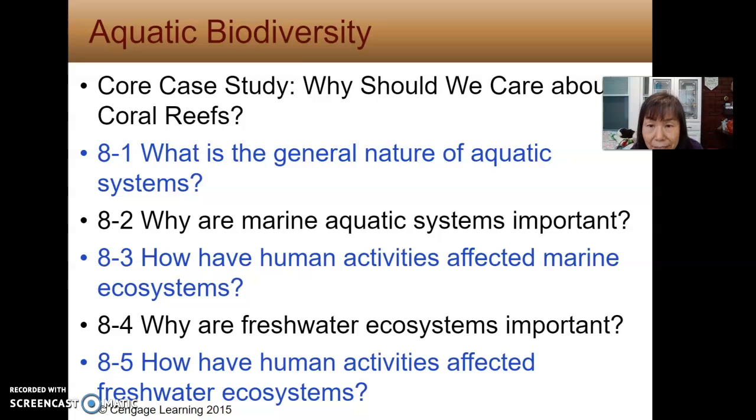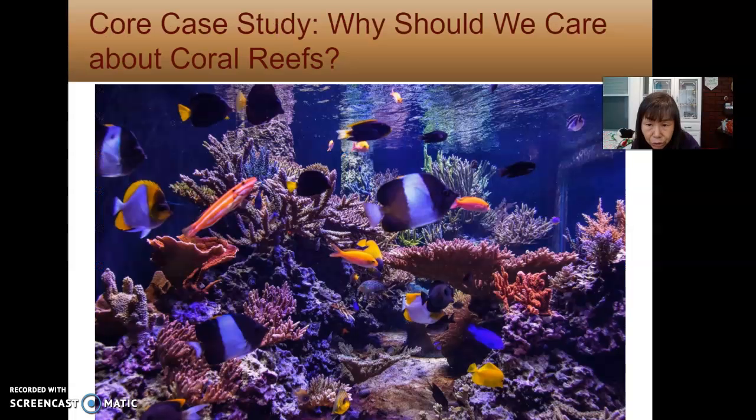For this section, we're going to look at a core case study, which is a coral reef. Then we look at the general nature of all aquatic systems. Then we divide into two sections: marine aquatic systems and freshwater systems. So this slide probably only covers the case study and the general nature of aquatic systems.